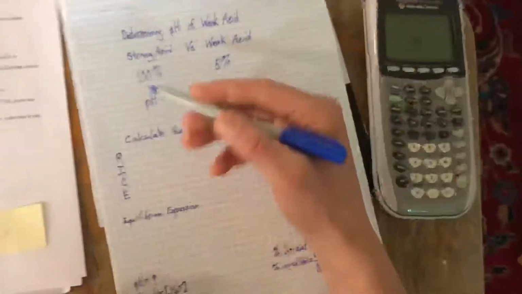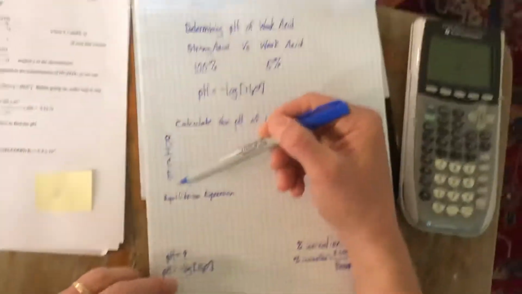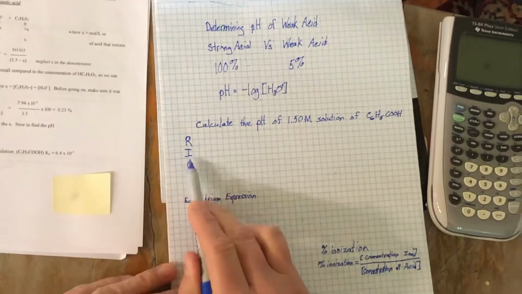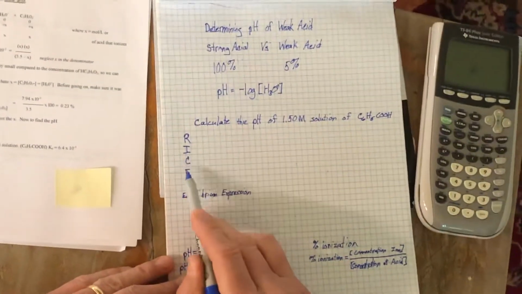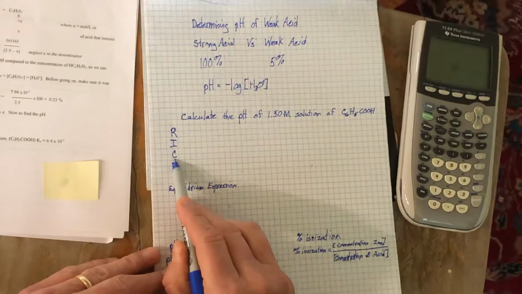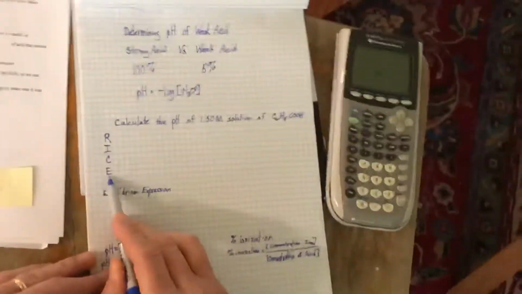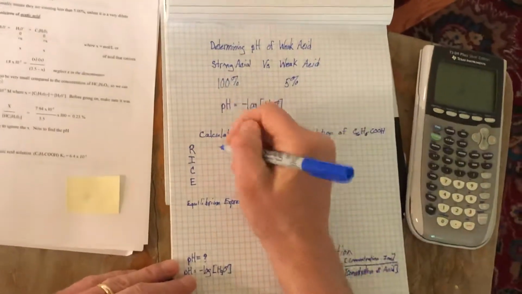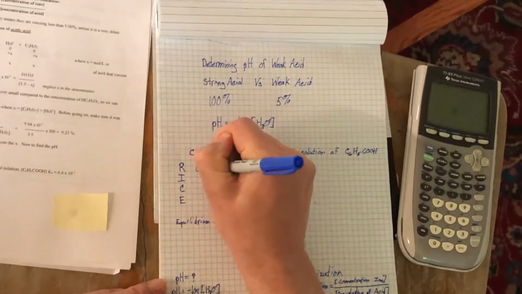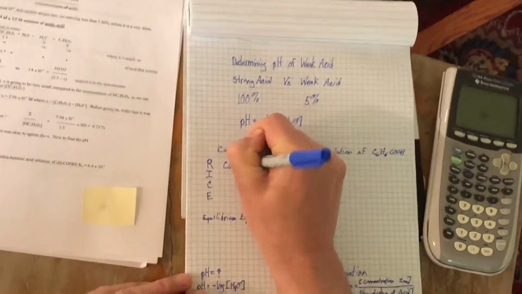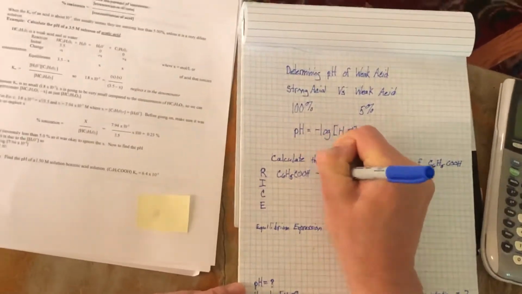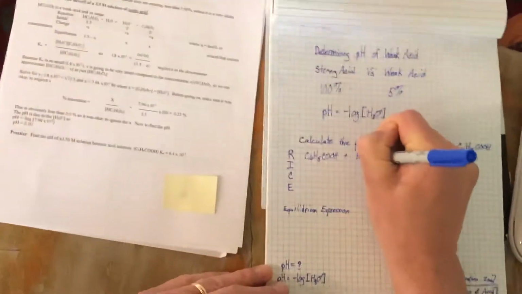So we use what is called the RICE method. The RICE method means: do the reaction, do your initial concentrations, the change in the concentrations due to ionization, and then finally what happens at equilibrium. So when you do this, you are always going to be dissolving your actual weak acid, so we're going to write this down as what happens when you add it to water.